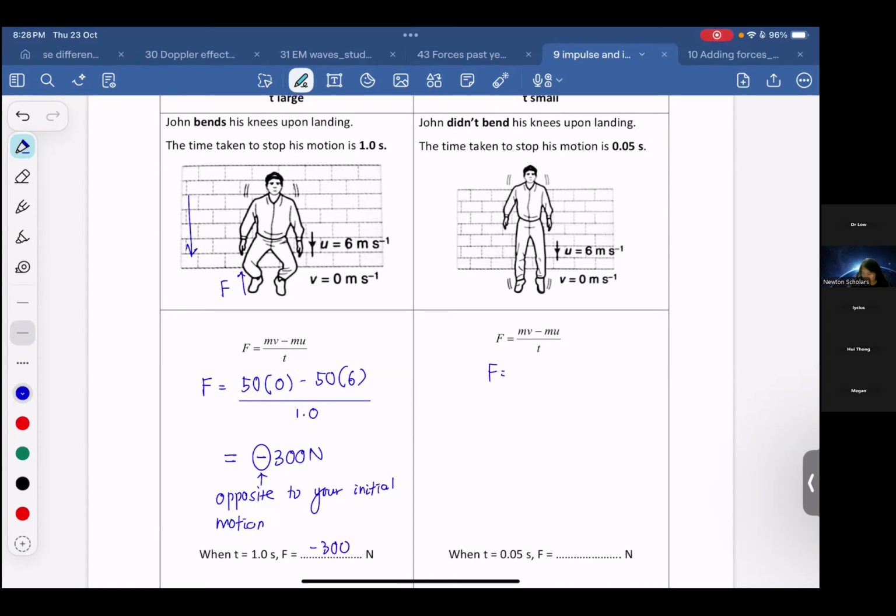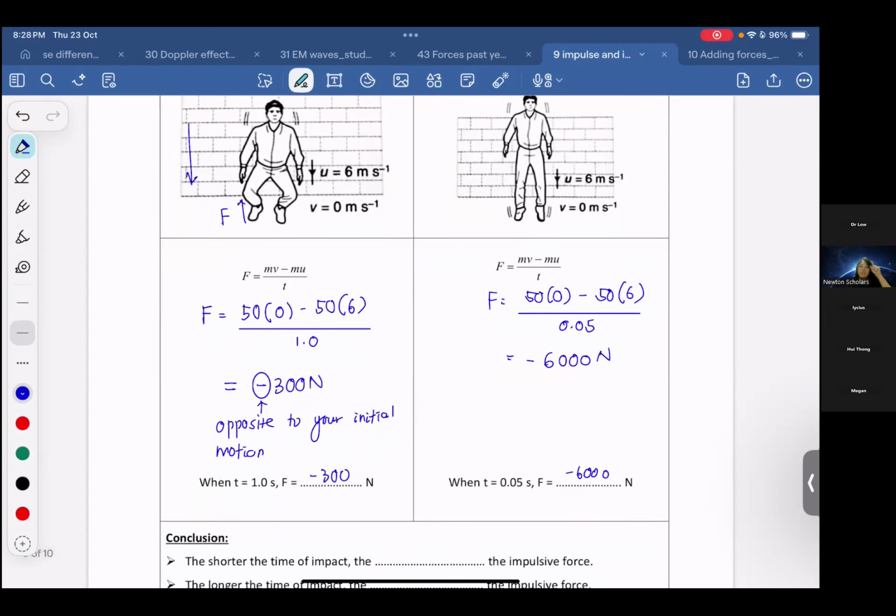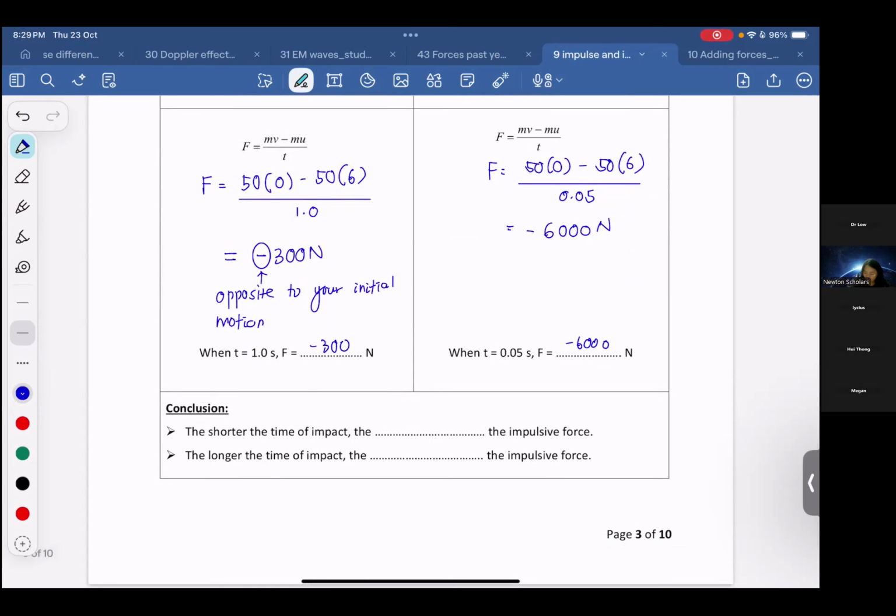Second one, F equals 50 times 0 minus 50 times 6, divided by the time, which is 0.05. Shorter time. At the end, your answer should be negative 6,000 Newton. Can you see that? One is only 300 N acting on your leg, another one is 6,000 N. So with the second one, you will get injured. Don't play. Luckily, even though we didn't learn physics, our body knows how to protect ourselves. So it's fine.